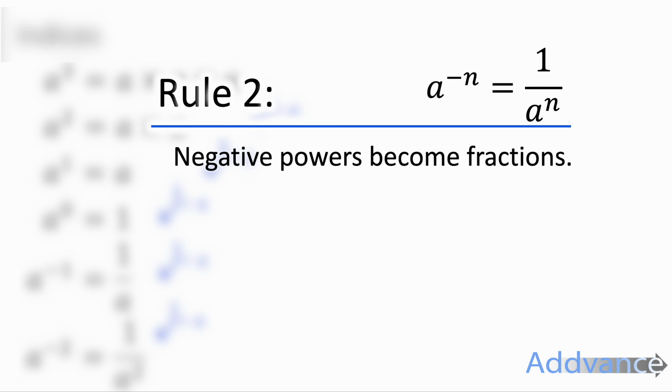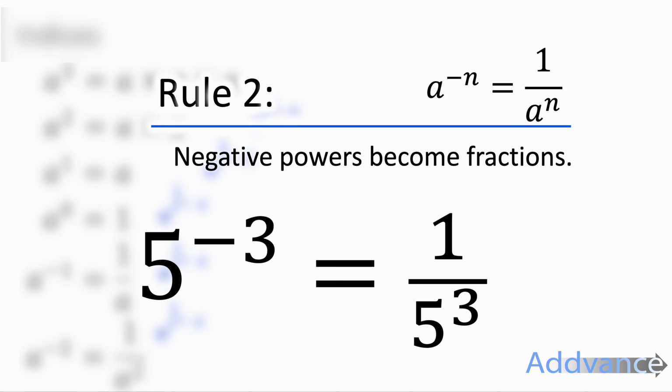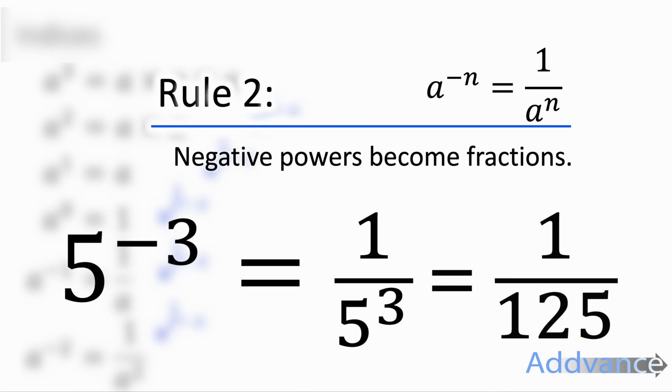So negative powers become fractions. For example, if we had 5 to the power minus 3, that would be the same as 1 over 5 to the power 3. Do you see what's happened here? The power becomes positive, but it's just become 1 over. And we can work that out. 1 over 5 to the power 3 is 1 over 125, because 5 cubed is 125.